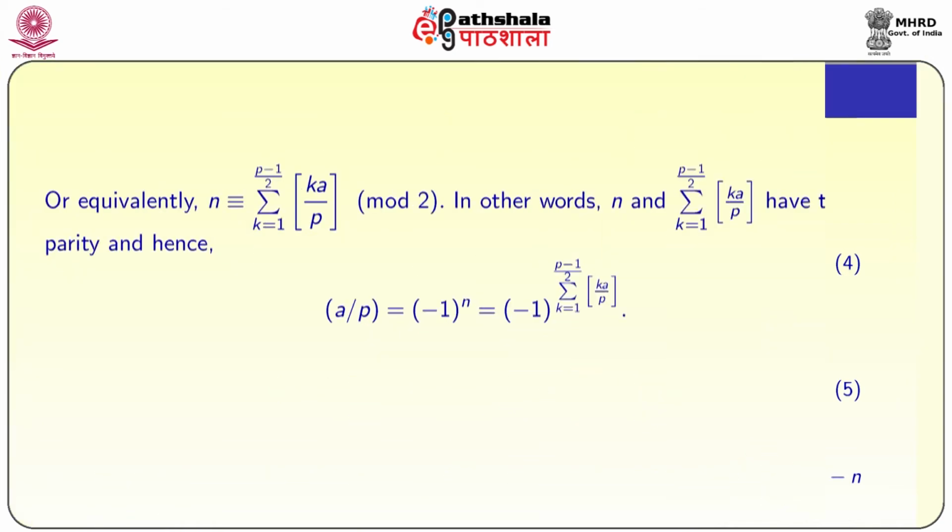So, that is equivalent to n is congruent to summation k = 1 to (p−1)/2 of floor of ka/p modulo 2. In other words, n and summation k = 1 to (p−1)/2 of floor of ka/p have the same parity, that means both are even or both are odd. But we know from Gauss lemma that (a/p) is equal to (−1)^n. So, n can now be replaced by summation k = 1 to (p−1)/2 of floor of ka/p. So, we proved the Eisenstein's lemma.